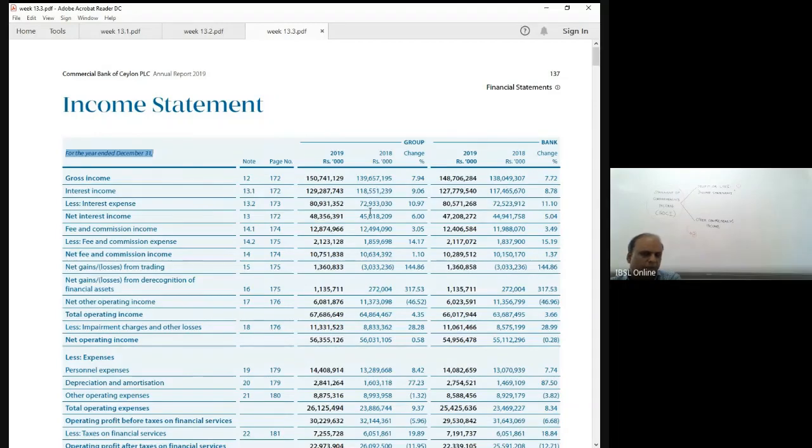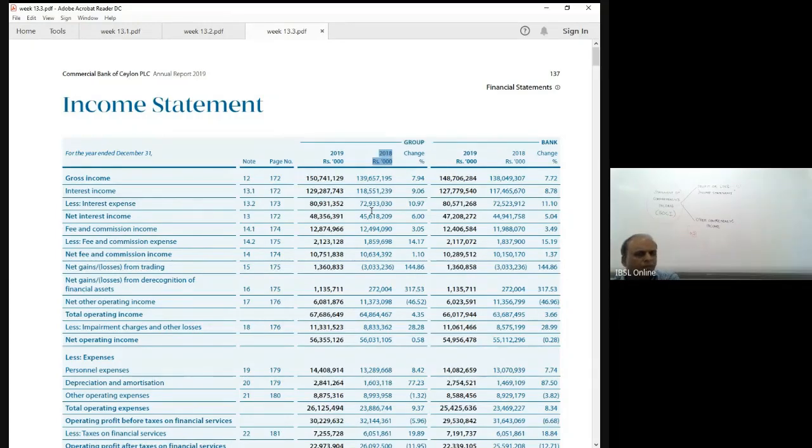Now in your exams, you will be asked only for one particular financial statement. But here you see they are giving you the comparative also. That's why they have put for the year ended December 31 here, and there are two columns. So the reader will read it as for the year ended December 31, 2019, and then this column refers to the year ended December 2018. That is how the reader will read the financial statement.